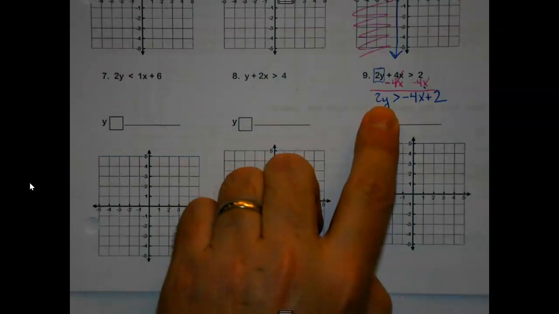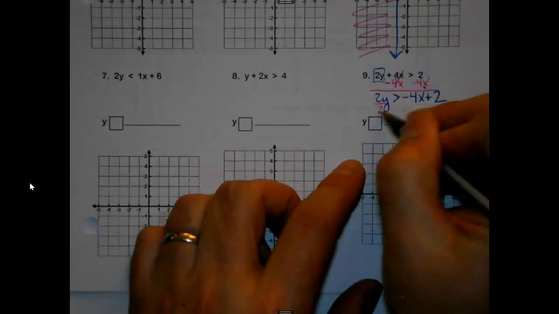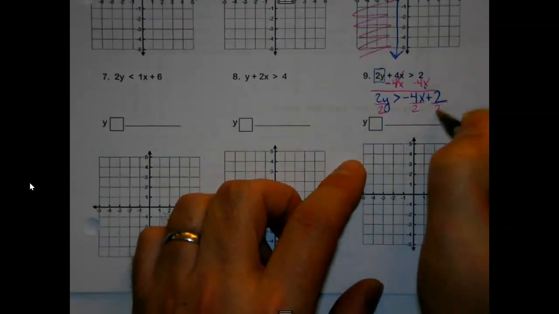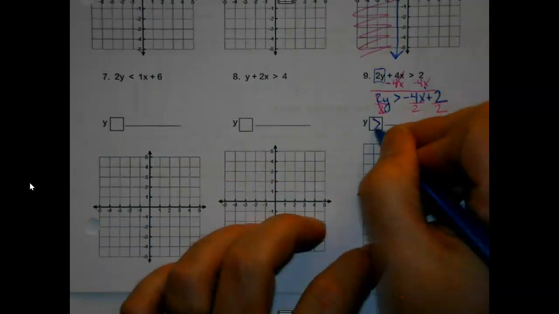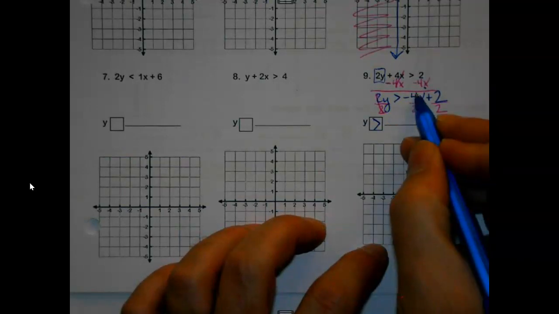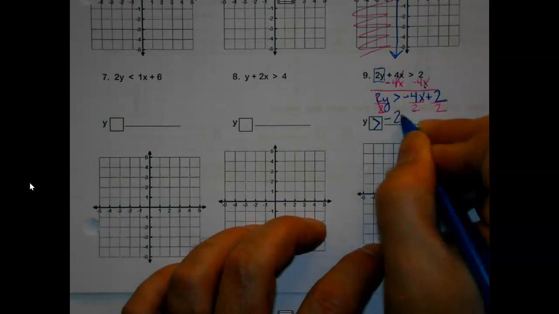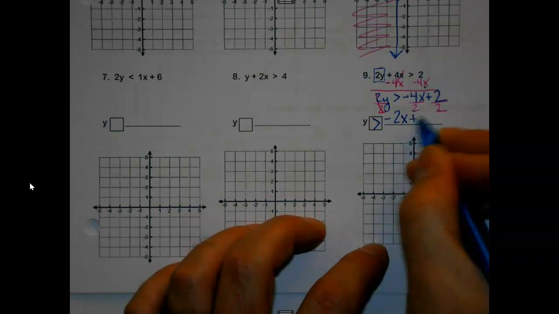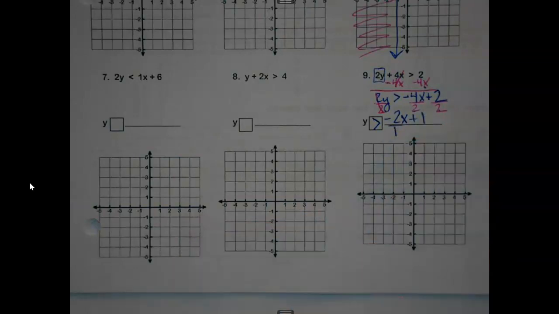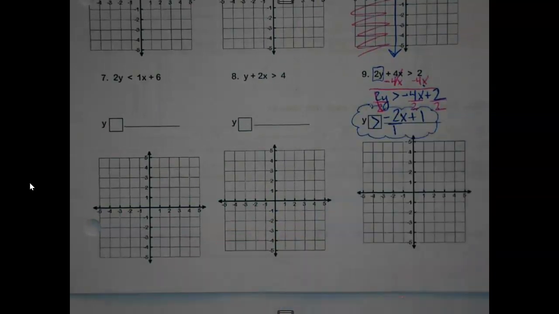And since I need y alone, the opposite of multiply is to divide. -4, excuse me, divided by 2 is -2. 2 divided by 2 is 1. And I make my slope a fraction. That is what I'm going to graph.